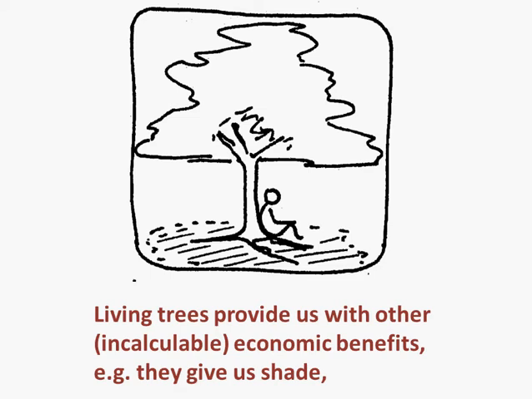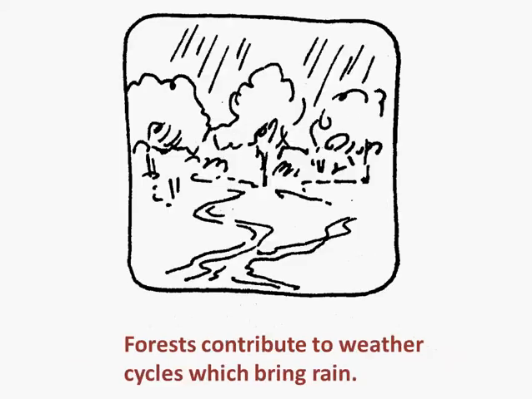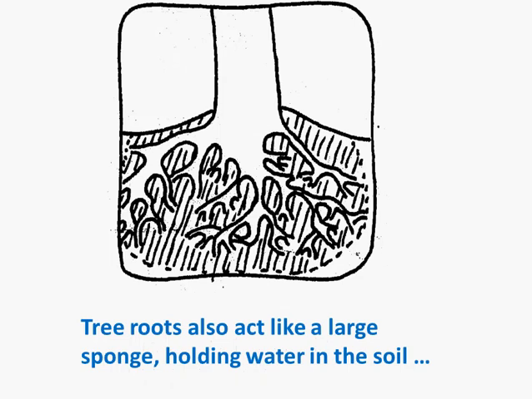Living trees provide us with other incalculable economic benefits. For example, they give us shade. Also, oxygen, and take carbon dioxide from the air, storing carbon in the tree itself and in soil. Forests contribute to weather cycles which bring rain. Tree roots hold soil and prevent erosion. Tree roots also act like a large sponge, holding water in the soil.